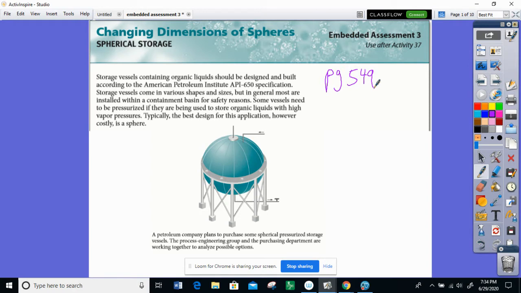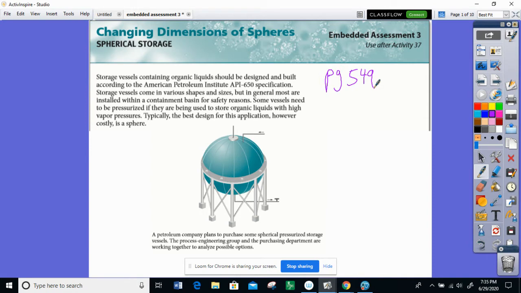Storage vessels containing organic liquids should be designed and built according to the American Petroleum Institute API 650 specification. Storage vessels come in various shapes and sizes, but in general, most are installed within a containment basin for safety reasons. Some vessels need to be pressurized if they are being used to store organic liquids with high vapor pressures. Typically, the best design for this application, however costly, is a sphere.